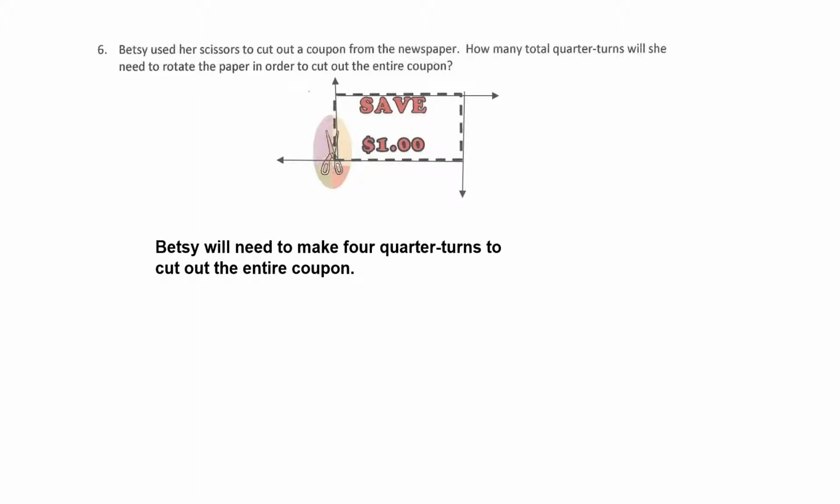6. Betsy used her scissors. Now this was tricky because I had to do this a few times. Use your scissors to cut out a coupon from the newspaper. How many total quarter turns will she need to rotate the paper in order to cut out the entire coupon? Now, you can redraw this coupon on a piece of scrap paper and actually cut it out and know how many quarter turns. So, 1, 2, 3, 4. She has to make 4 quarter turns to cut out the entire coupon, right?